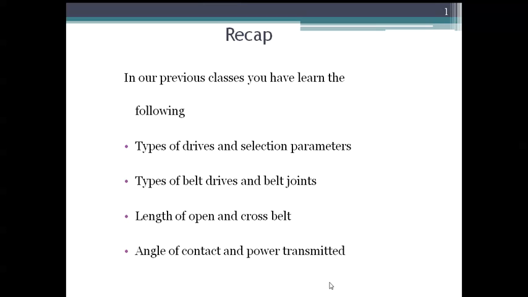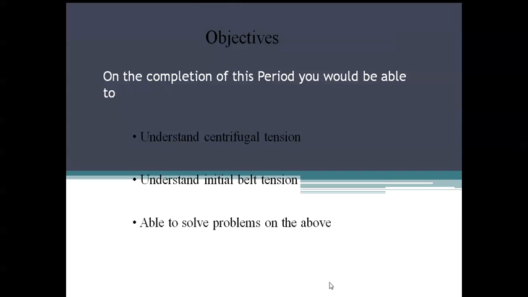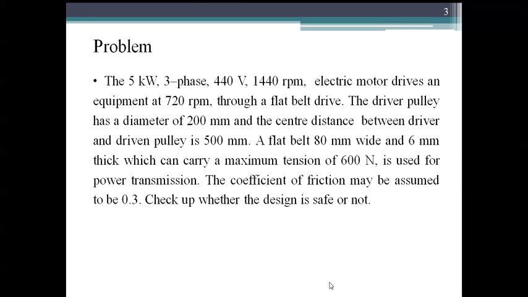So this is what we discussed in the previous classes. Now we are going to learn about centrifugal tension, what is centrifugal tension and what is initial belt tension, and we will be able to solve some problems on centrifugal tension and initial belt tension. So now we'll see some problems.